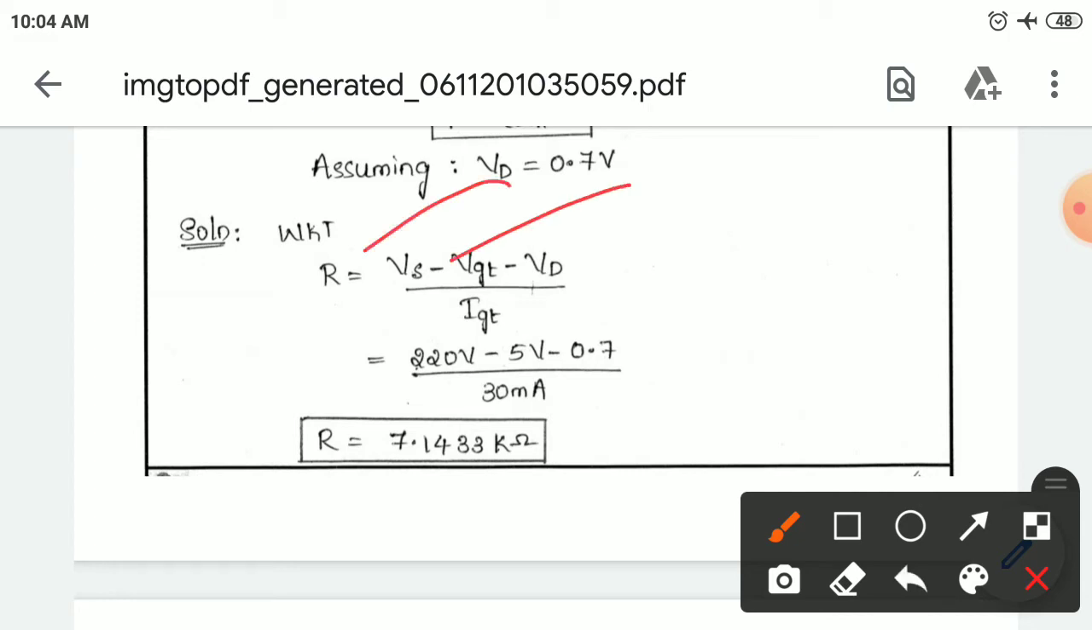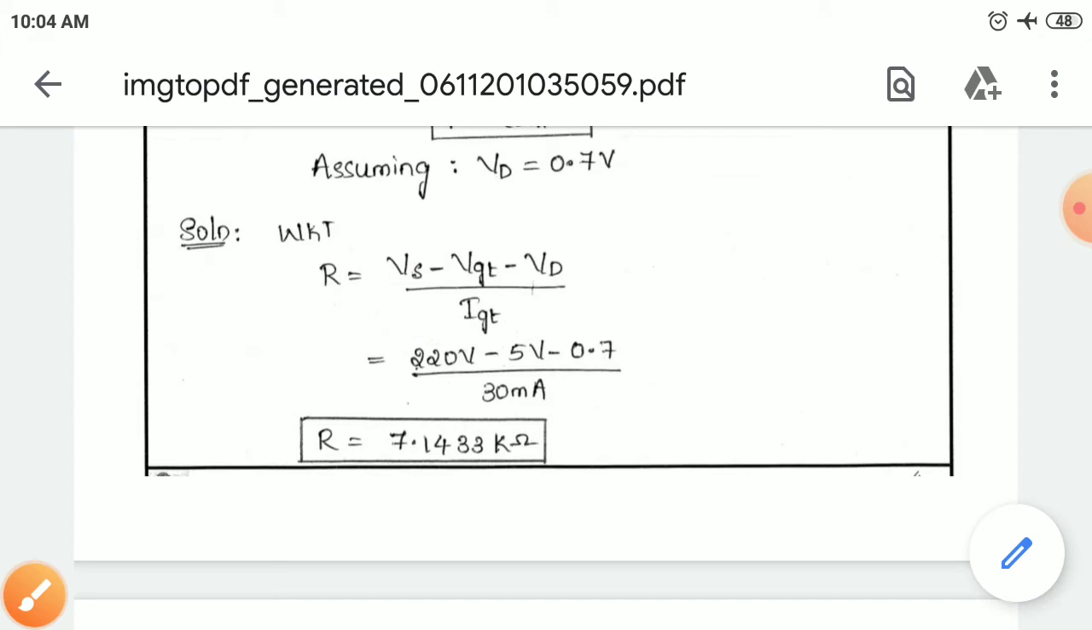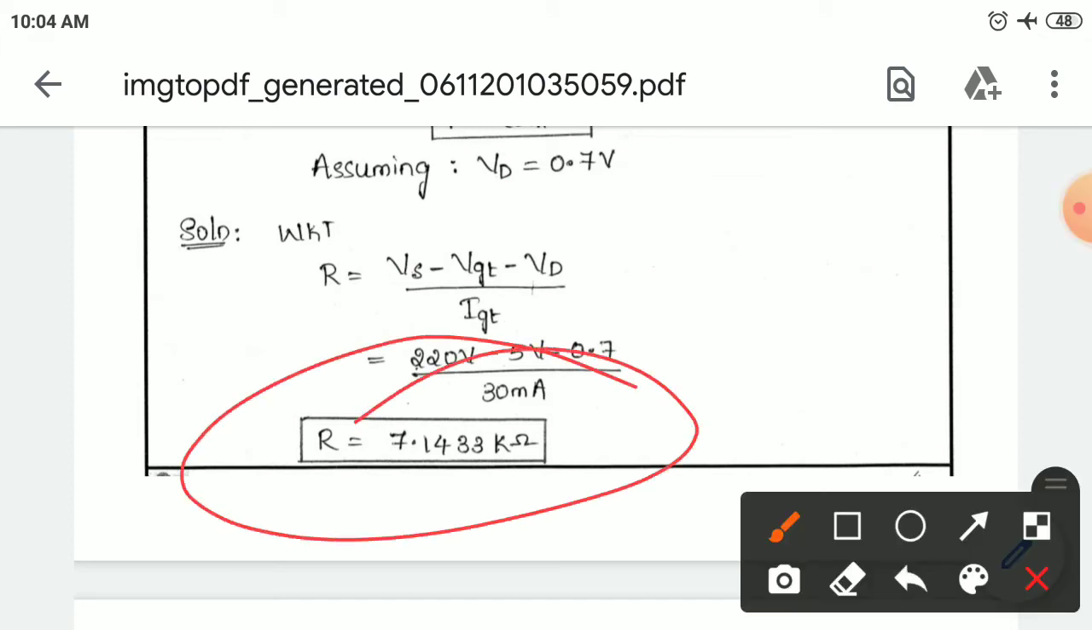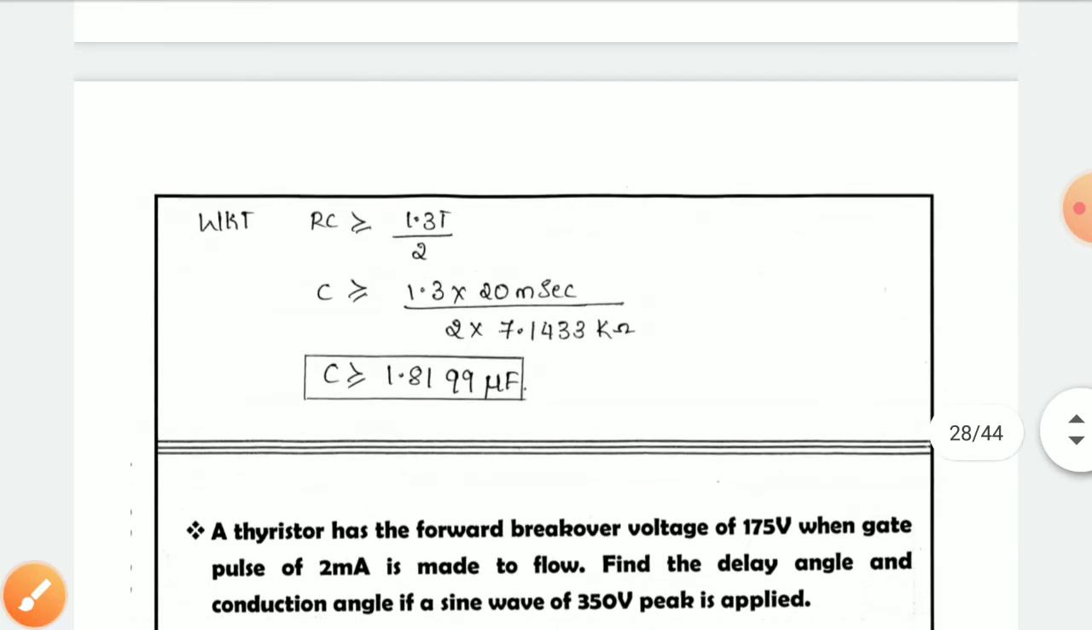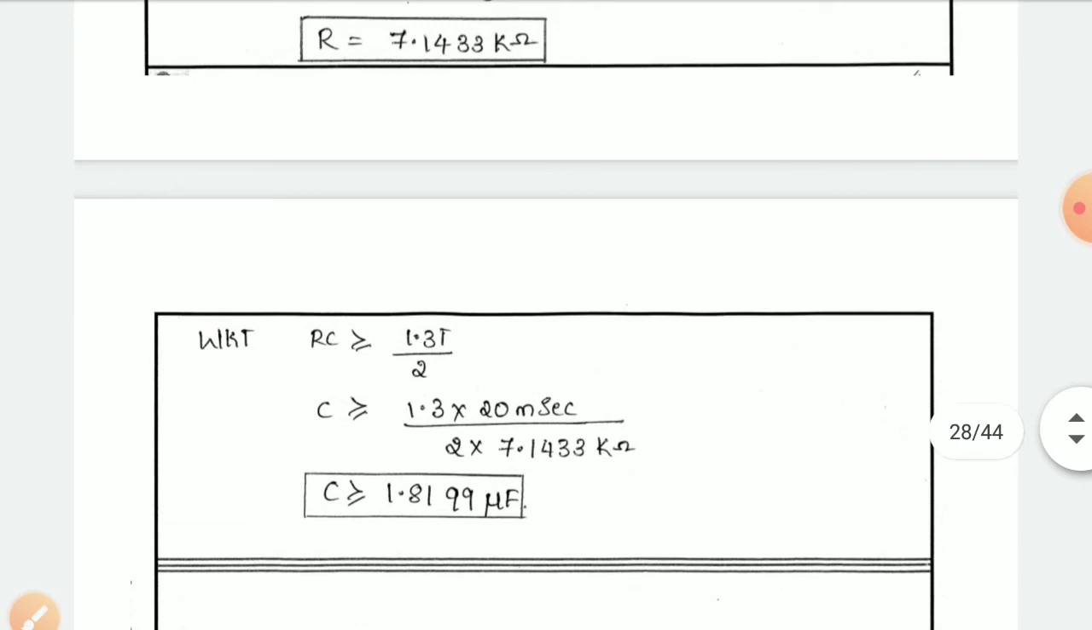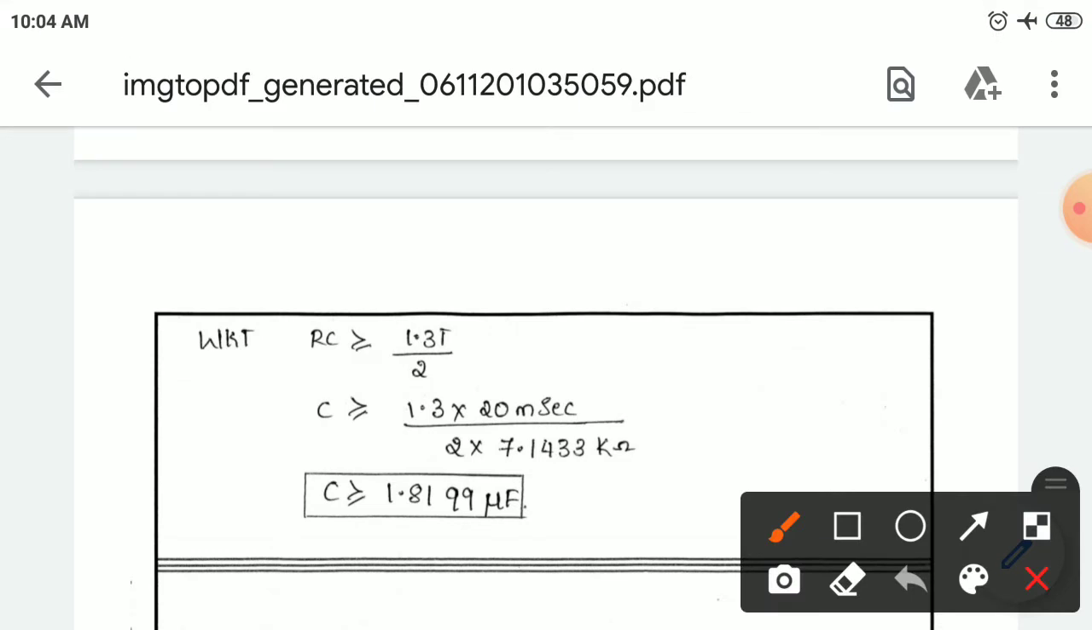Substitute Vs, Vgt, Vd and Igt, and you will get the R value. How much do you get? 7.1433 kilo ohm is the resistance. Next, you know the resistance. These are the equations which we discussed while discussing the R and RC firing circuits. RC is greater than or equal to 1.3 times T divided by 2.